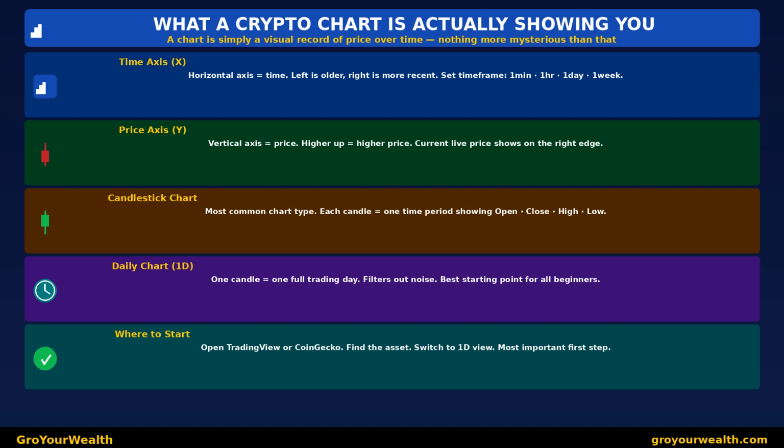Each candle represents a specific time period. It could be 1 minute, 1 hour, 1 day, or 1 week depending on your settings. The daily chart, where each candle represents 1 full day, is the most useful for beginners because it filters out the short-term noise of minute-to-minute price movements. When you first open a crypto chart on TradingView, CoinGecko, or Binance, switch to the daily view. This gives you the clearest picture of what the asset is actually doing.